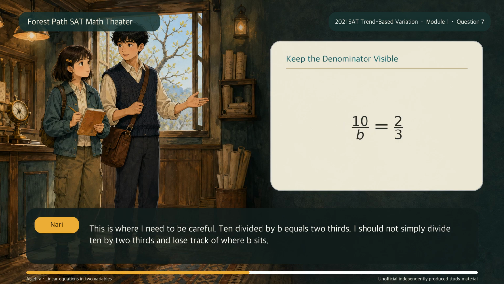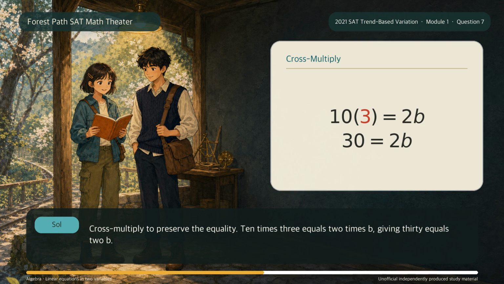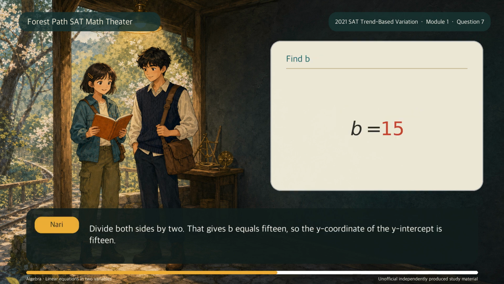This is where I need to be careful. 10 divided by b equals 2/3. I should not simply divide 10 by 2/3 and lose track of where b sits. Cross-multiply to preserve the equality. 10 times 3 equals 2 times b, giving 30 equals 2b. Divide both sides by 2. That gives b equals 15, so the y-coordinate of the y-intercept is 15.